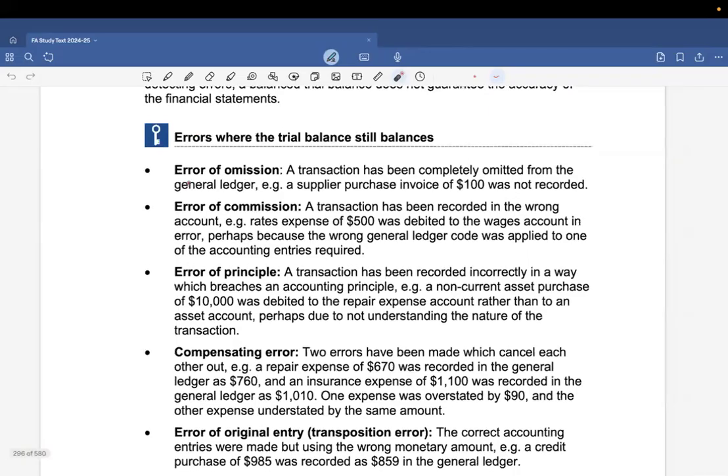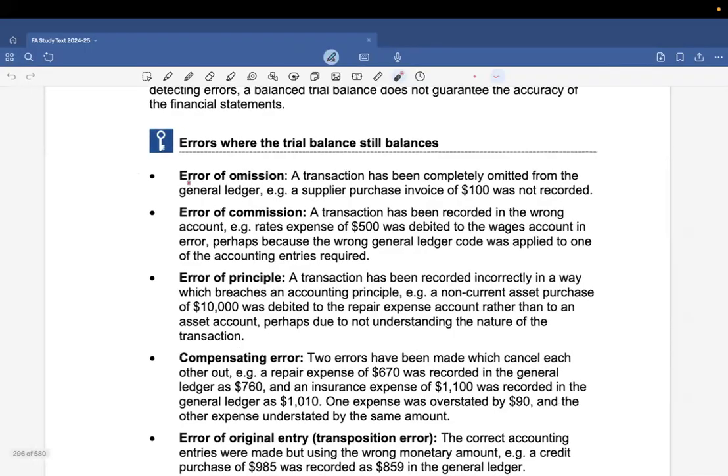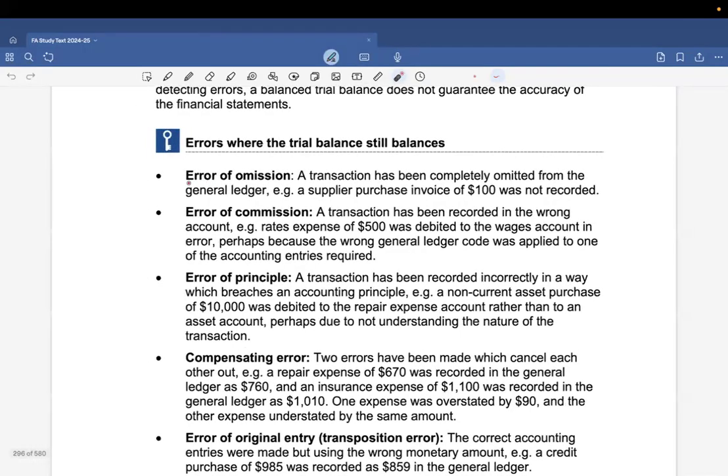Error of omission happens when you omit the entire transaction from recording into the FS or into the ledger. So when you have not completely recorded the transaction, it is called error of omission. That means you're not recording it at all. Clear? Example: a supplier has given you an invoice of $100, but you haven't recorded it at all. Clear? This is error of commission.